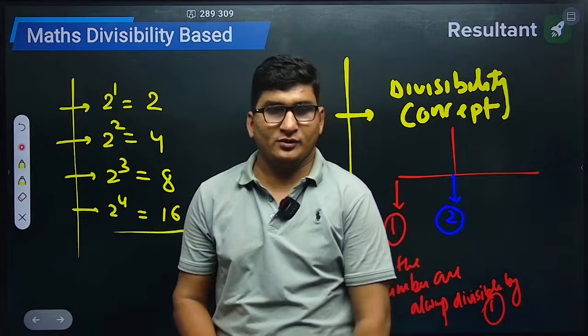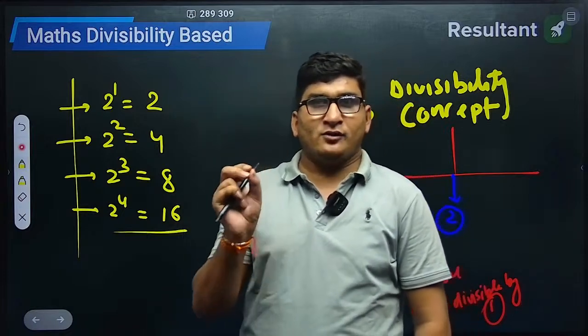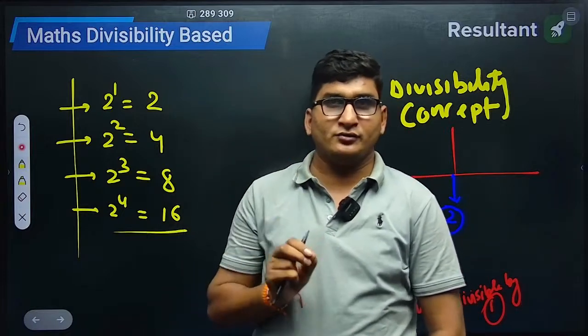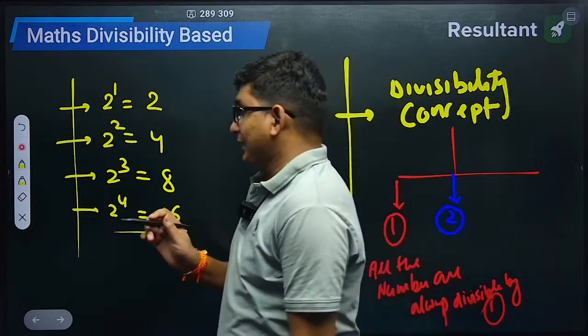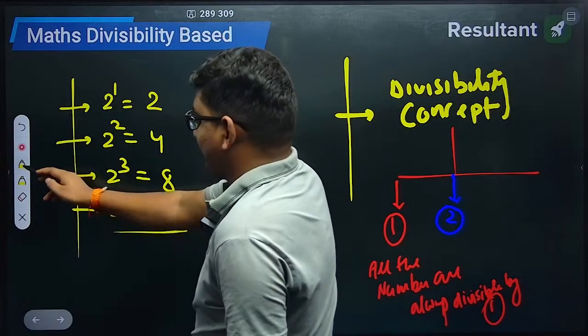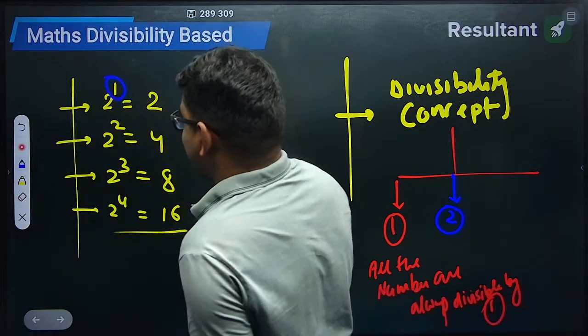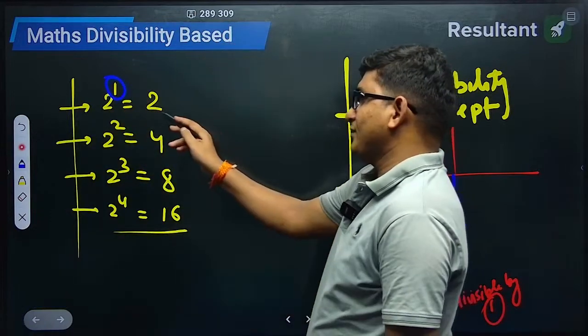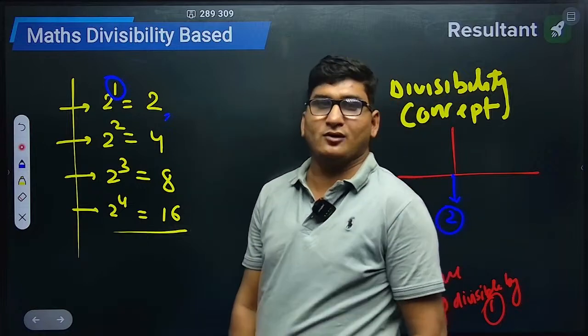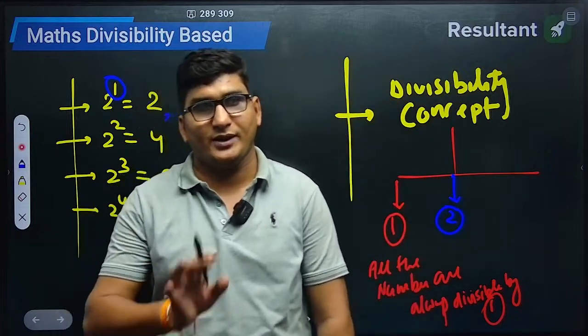Now focus on the board. If you want to check the divisibility of 2, you can say that if the unit digit of the number, the single digit or last digit of a number, is divisible by 2, the whole number or complete number will be divisible by 2.